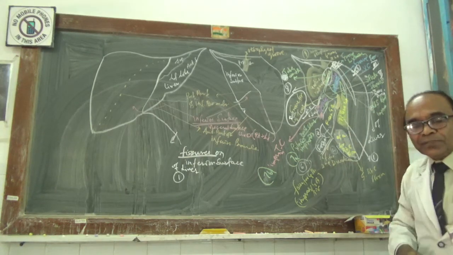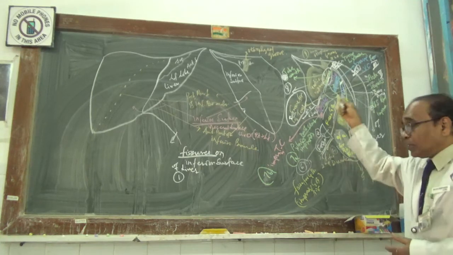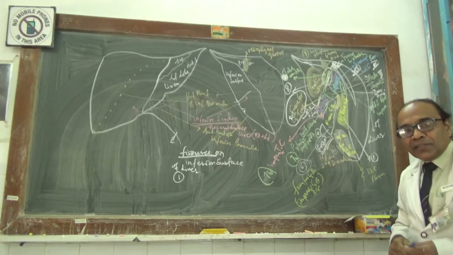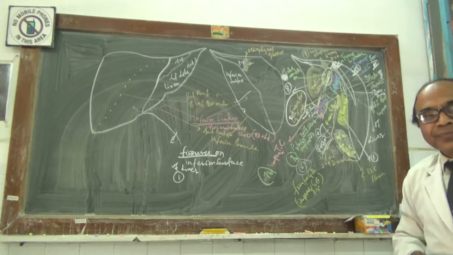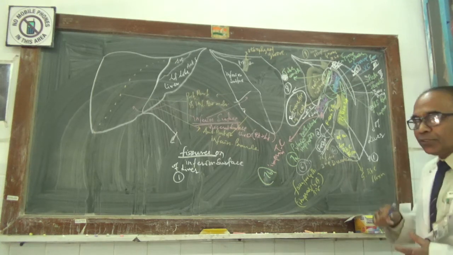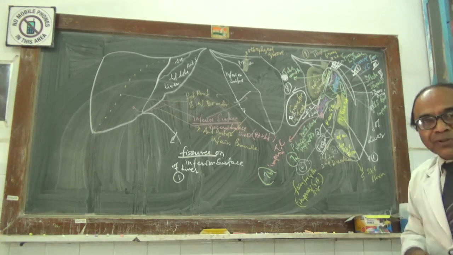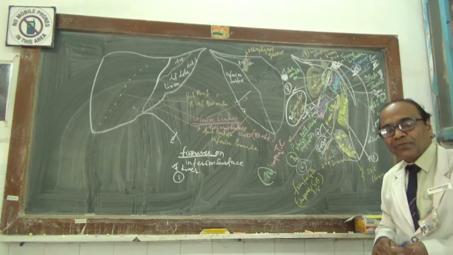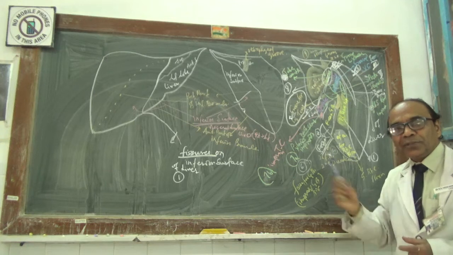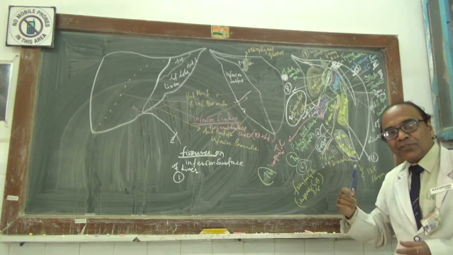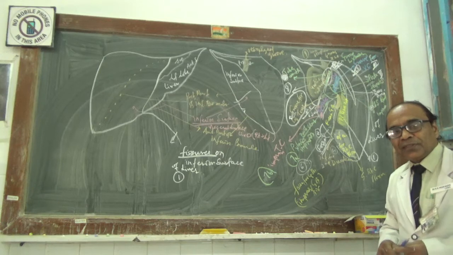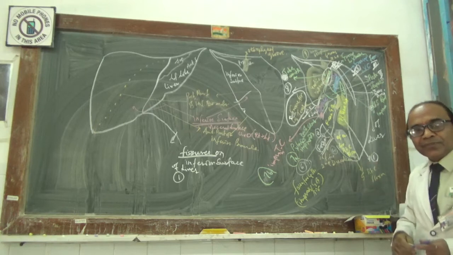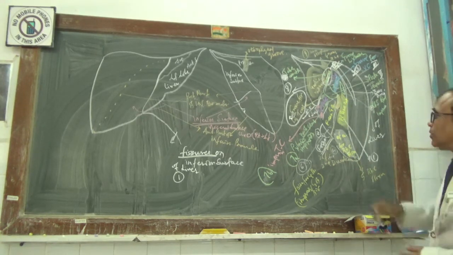Now this porta hepatis, what things are entering and what things are coming out? The hepatic artery enters, the portal vein enters, the hepatic veins come out, the hepatic group of lymph vessels come out, the bile ducts come out, and sympathetic nerve filaments enter. These are the entering and exiting structures for this porta hepatis.